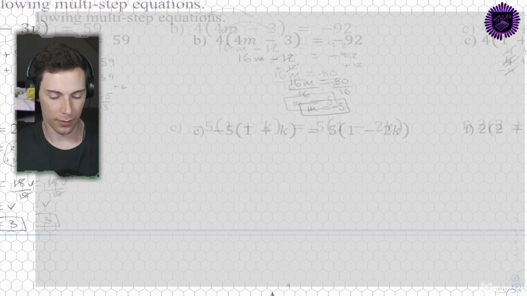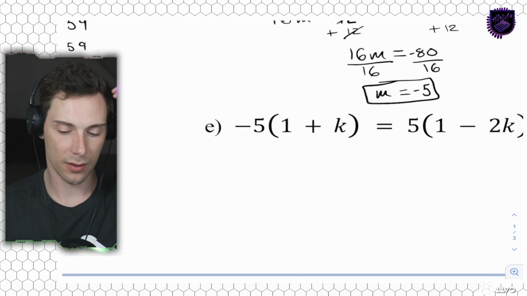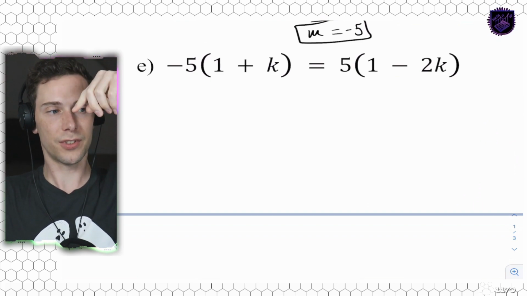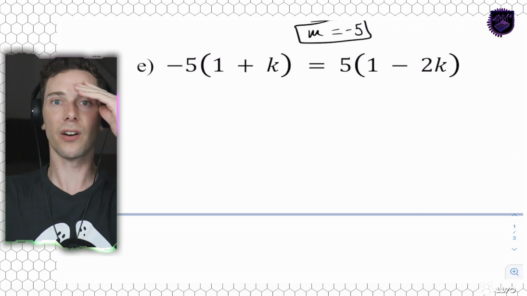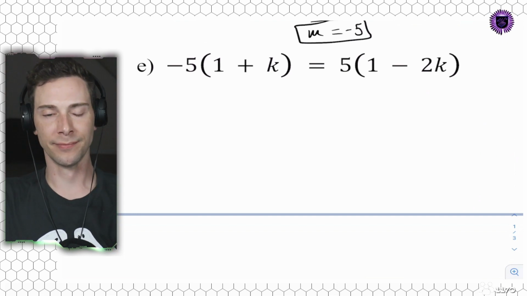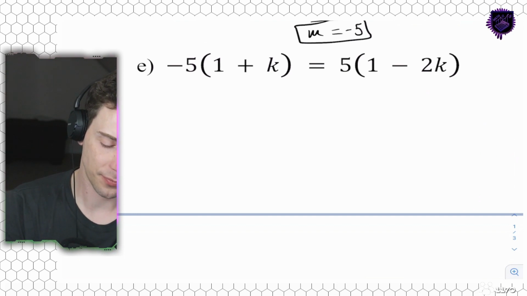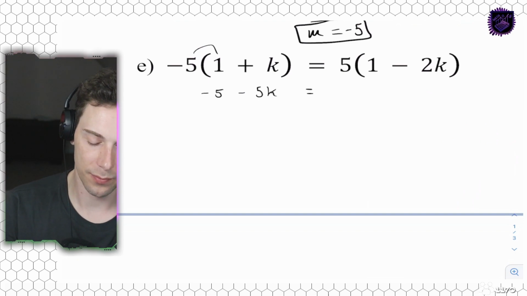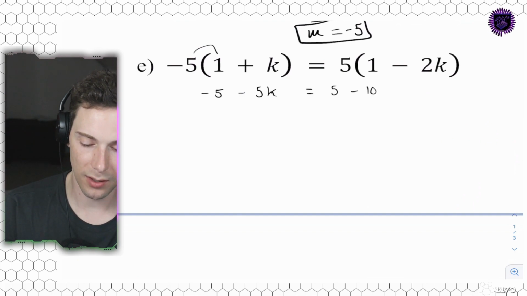Okay, we have this next one here, 5e. Double distribution, double sides of our double variables and double constants. So quite a few steps here. All right, step 1. Distribute: negative 5 minus 5k is equal to 5 minus 10k.